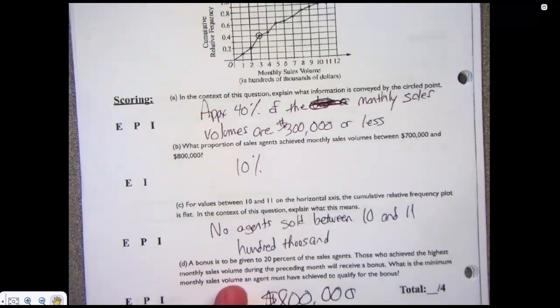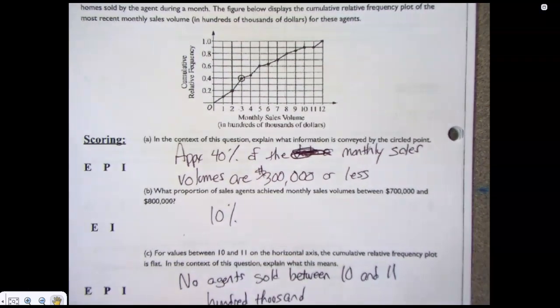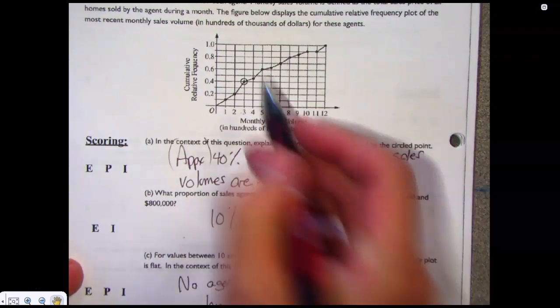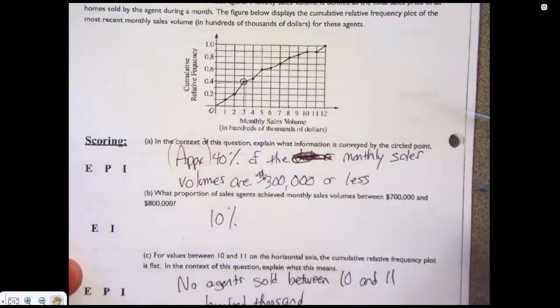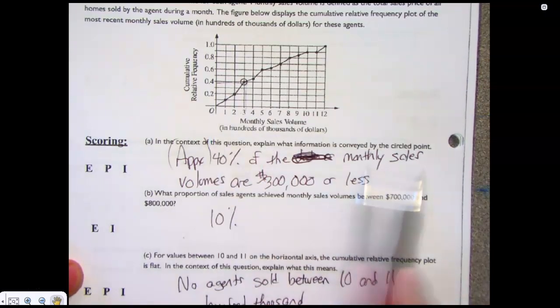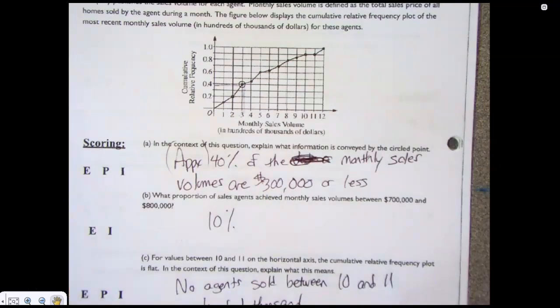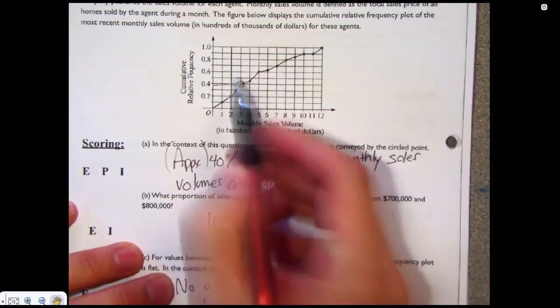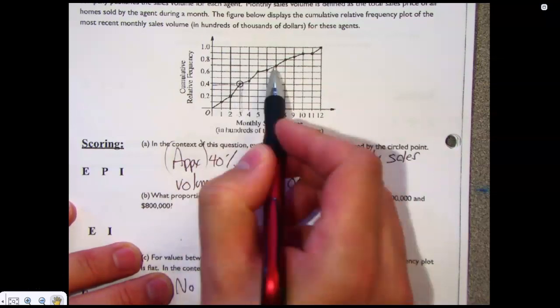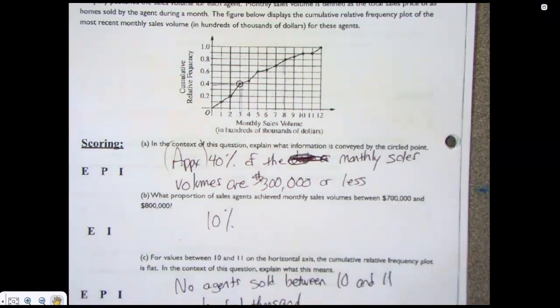Okay. So first, what's the circle point? I don't even know that you need the word approximately right here. It's not going to hurt, because that's pretty much right on. 40% of the monthly sales volume, so we make sure to include context, are $300,000 or less. Good there? Okay. What percent sold between 700,000 and 800,000? So 700,000 is 70%, 800,000 is 80%, so it'd be 10%.